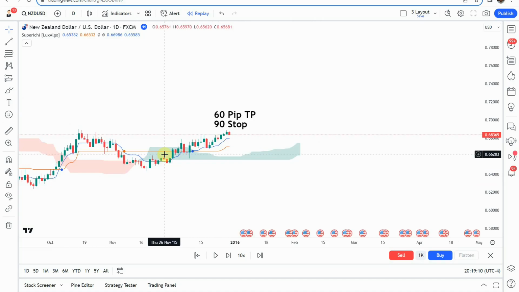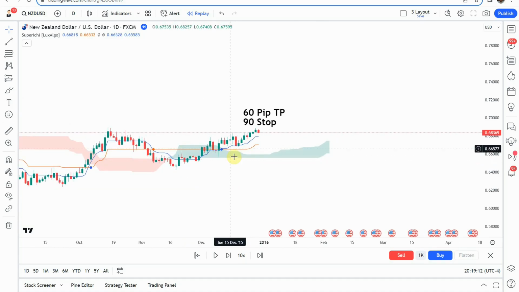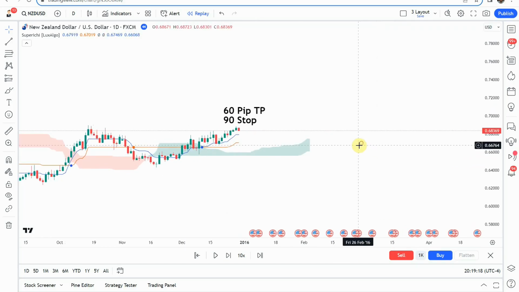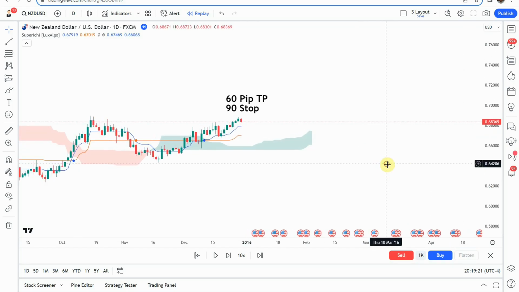When we have a green cloud, then we are only looking for the blue dot. So that's going to be kind of a signal to then go long. And so that's how we're going to test it. Let's go ahead and get on with the testing and see what we can get.